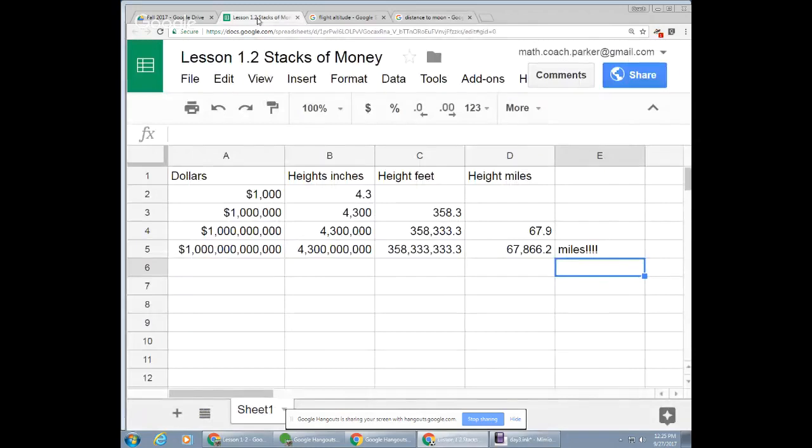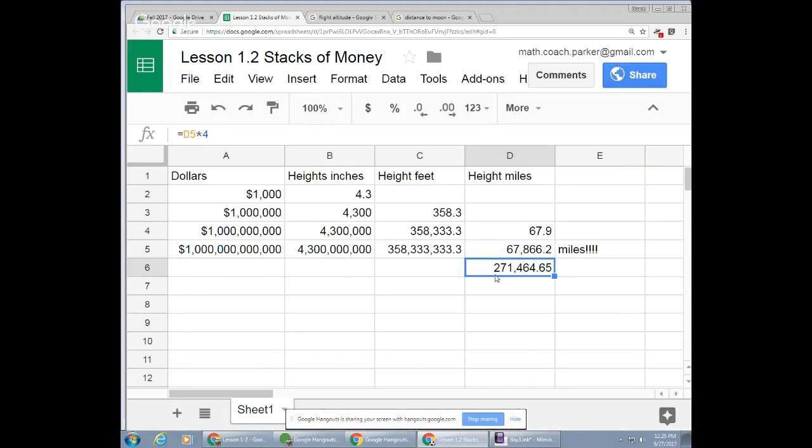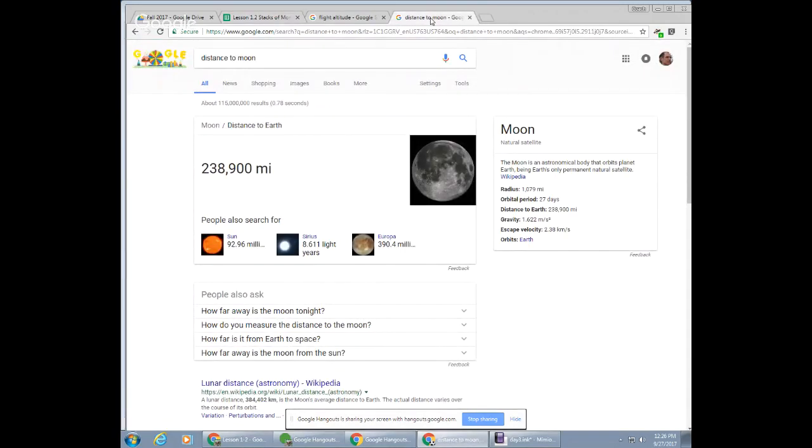Let's double check that. What if I take the stack above and multiply by 4? Oops, wrong spot. Over here equals this sucker times 4. And then show me some commas there. Let's see. Format, number, commas. 271,000 miles. The moon is 238. Yeah, 4 stacks is farther than the moon is away. That's $4 trillion. What are our debts like?